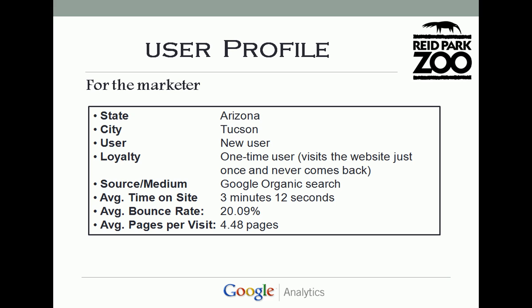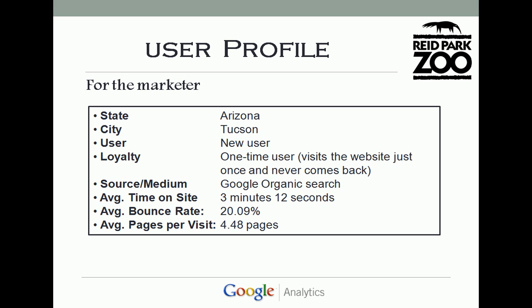The average user profile that we figured out gathering the data from Google Analytics is the following. The user comes from the state of Arizona. The city that the user visits the website from is Tucson. He or she is a new user. That means he or she hasn't visited the website before. He or she is a one-time user. That means that the user visits the website just once and never comes back.